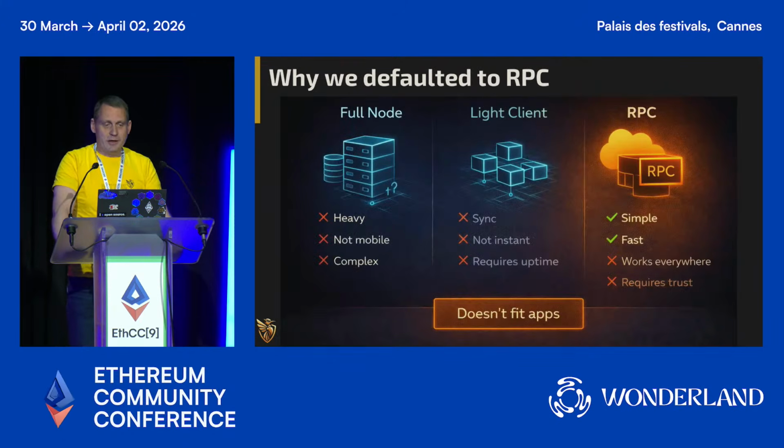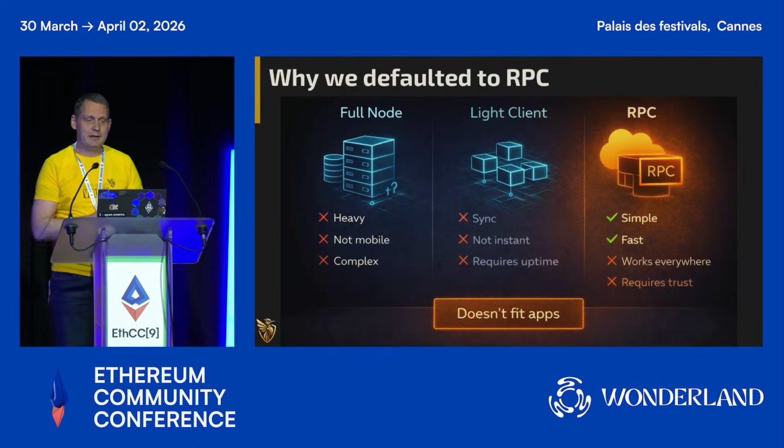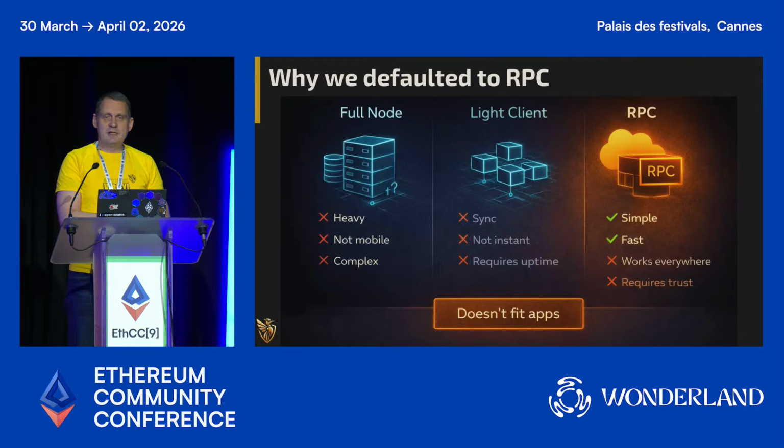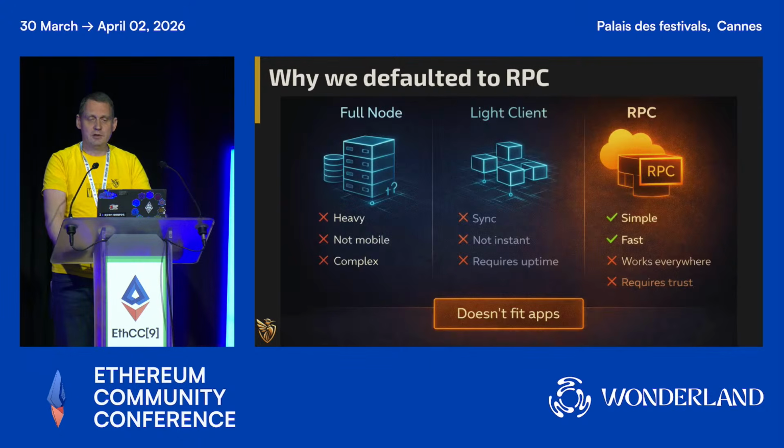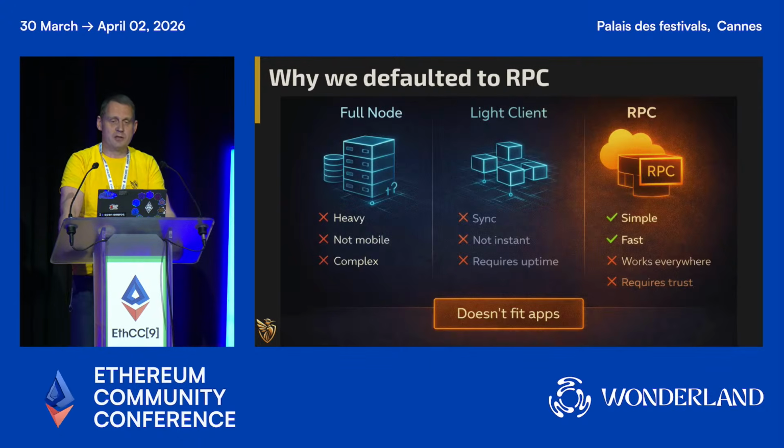So what happened in practice? Full nodes are too heavy, light clients are still too demanding. The ecosystem defaulted to RPCs, not because they're ideal, but because they work. RPC is simple. You just send a request and get an answer. It's fast. It's always available. It works on mobile. It works in the browser. It works everywhere. And most importantly, it requires no setup, no sync, no state, no waiting.